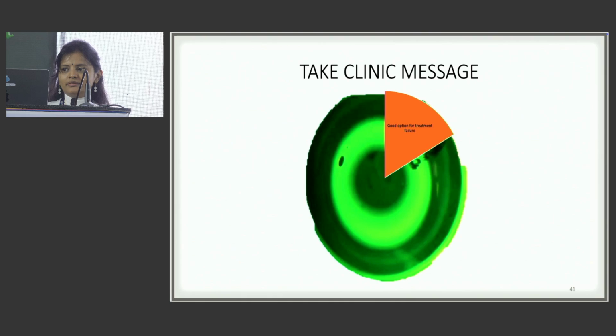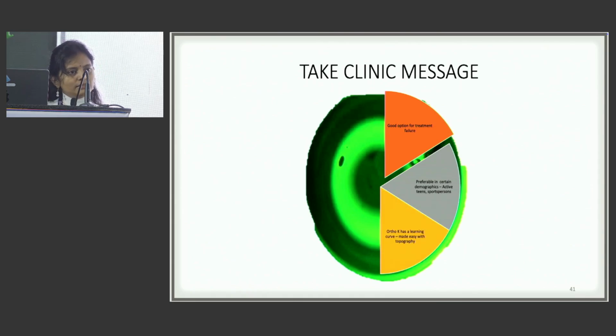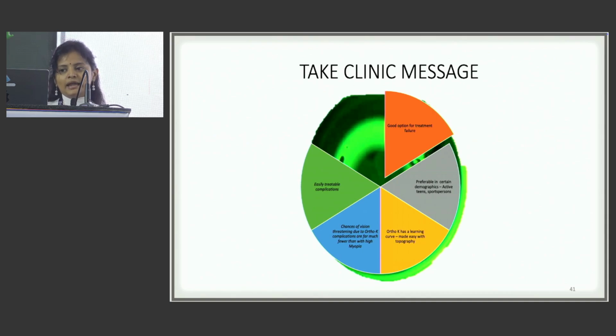So my message would be that ortho-K lenses are definitely a good option for treatment failure. It is preferable in certain demographics like sports people. We have a lot of patients who are active in sports, like cricketers or footballers, who are on ortho-K. Of course, it has a learning curve, but it is not very steep. Once you know your topography, ortho-K fitting is made very easy. And the chances of vision-threatening complications, remember, are far less. If you have fear of contact lenses in children, these vision-threatening complications are far less than the actual complications of high myopia. So definitely use this option, and these are easily treatable complications, so we need not worry at all.